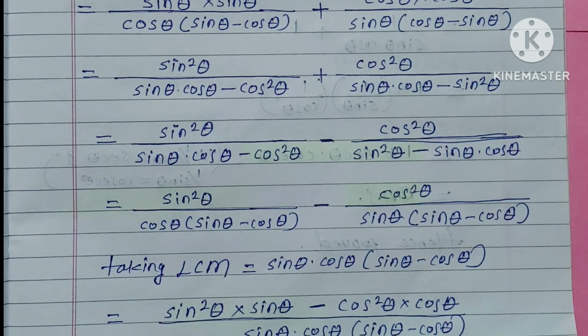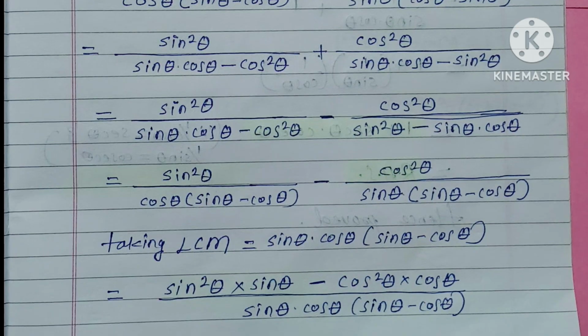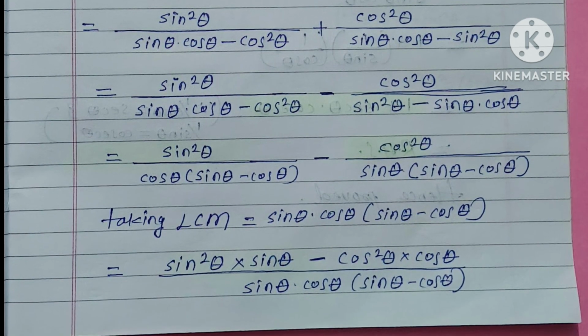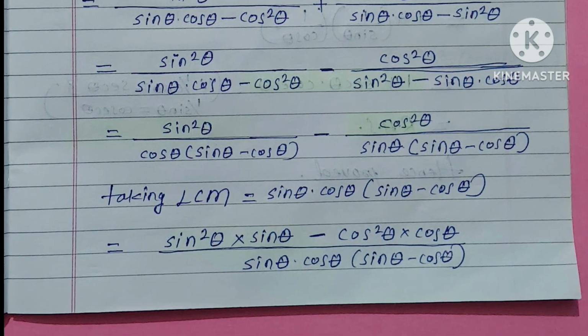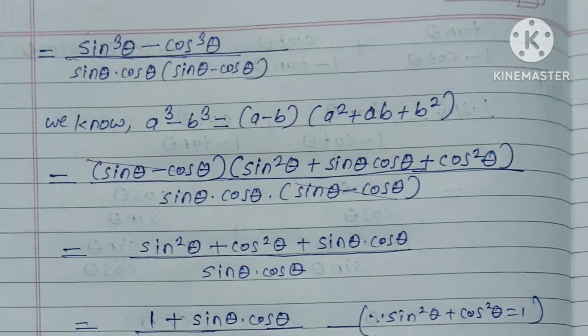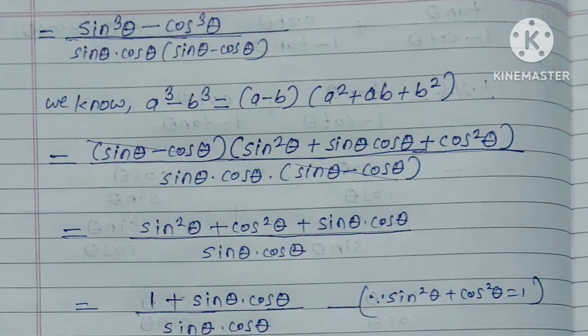Now again we'll be taking the LCM as sin theta into cos theta into sin theta minus cos theta, and we'll get sin square theta into sin theta minus cos square theta into cos theta divided by sin theta cos theta into sin theta minus cos theta. So we'll get the numerator as sin cube theta minus cos cube theta divided by the denominator, same as the previous step.